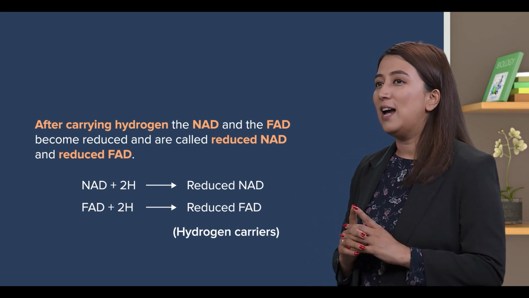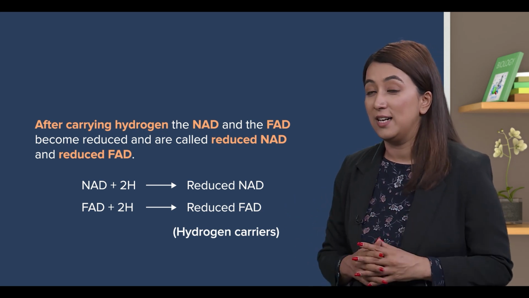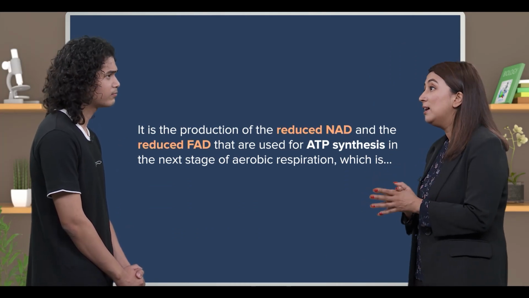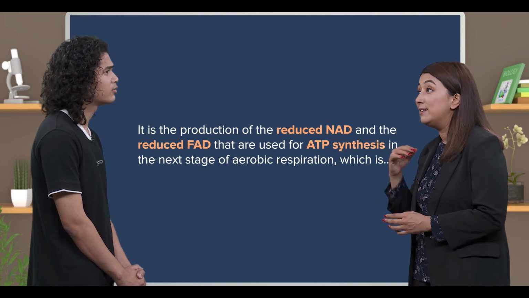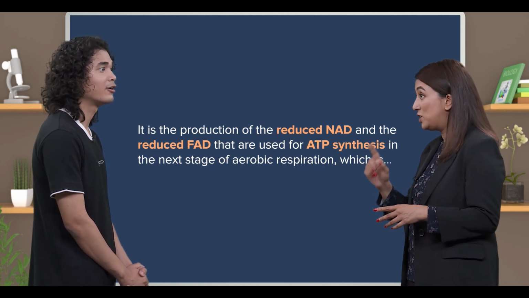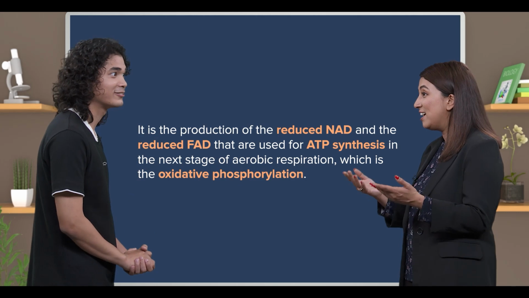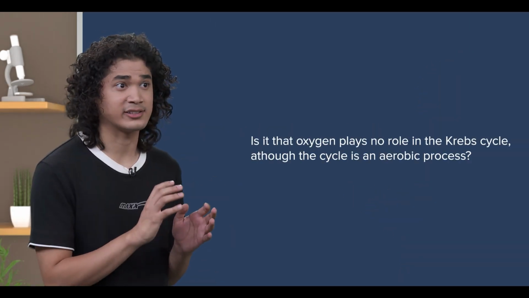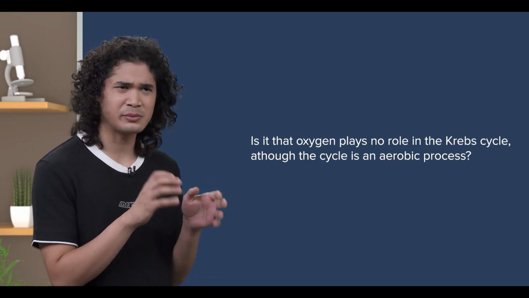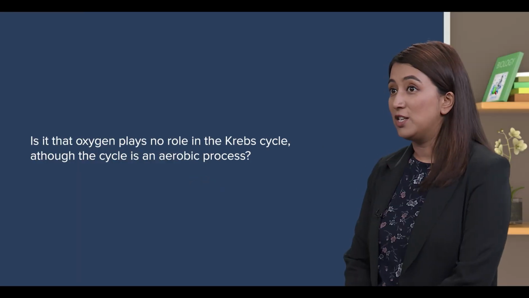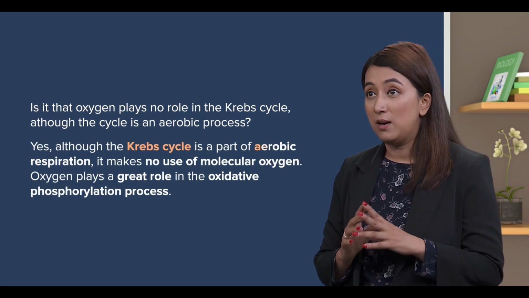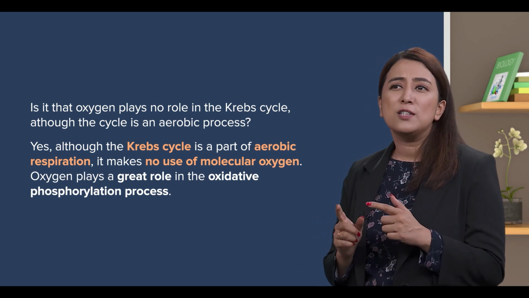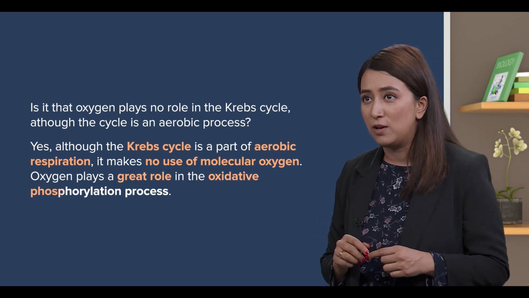Now, let's discuss how the Krebs cycle helps cellular energetics. It is the production of the reduced NAD and the reduced FAD that are used for ATP synthesis in the next stage of aerobic respiration, which is the oxidative phosphorylation. Exactly. But it's kind of weird. What is? You mentioned that the Krebs cycle is an aerobic process, but oxygen seems to play no role in the cycle. Good observation. Although the Krebs cycle is a part of aerobic respiration, it makes no use of molecular oxygen. You'll see oxygen playing a great role in the oxidative phosphorylation process.